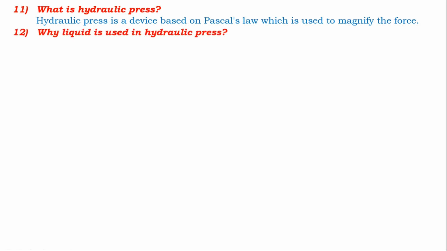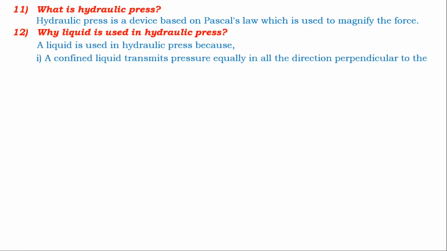Now, why is liquid used in hydraulic press? The reasons are, a liquid is used in hydraulic press because there are two major reasons. Number one, a confined liquid transmits pressure equally in all directions perpendicular to the surface, and number two, liquid cannot be compressed. These two are the reasons why we use liquid in hydraulic press.